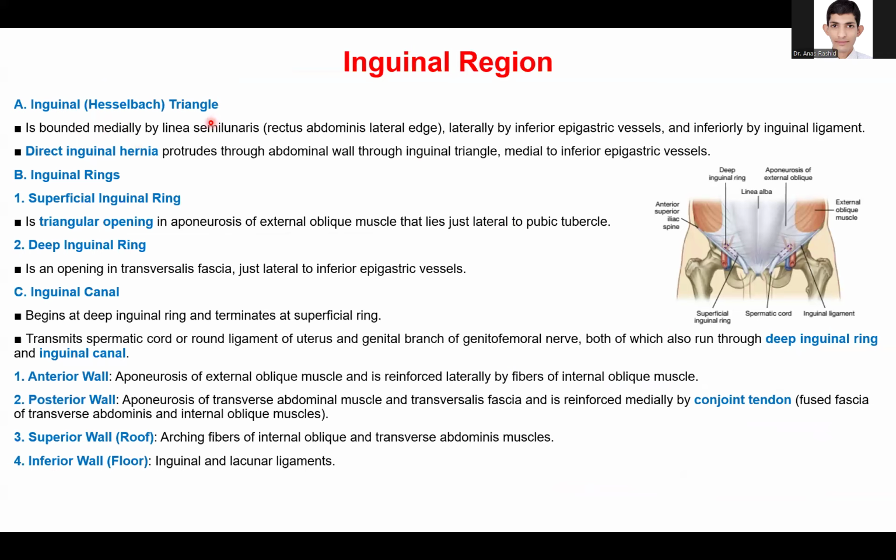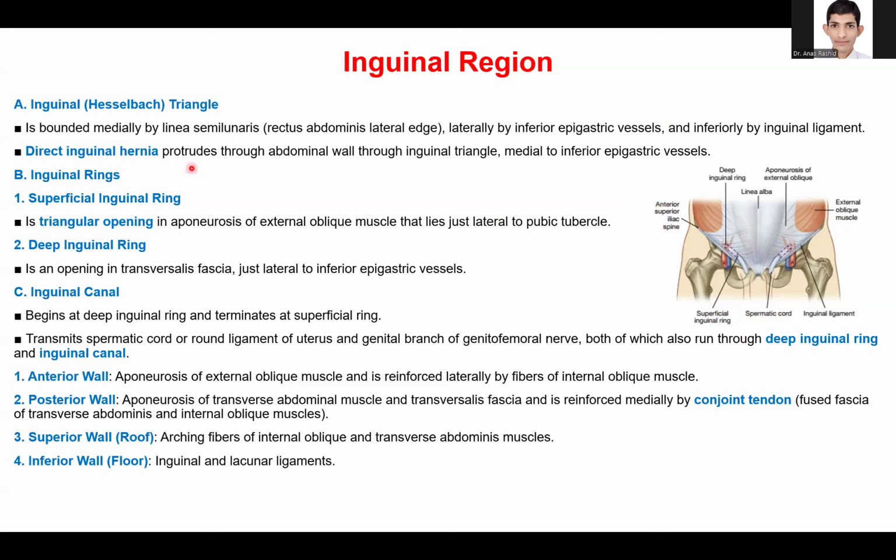Inguinal or Hesselbach triangle is bounded medially by the linea semilunaris, the lateral edge of rectus abdominis, laterally by the inferior epigastric vessels, and inferiorly by the inguinal ligament. We can see in this figure the deep inguinal ring, the aponeurosis of external oblique muscle, the linea alba, the external oblique muscle, the spermatic cord, the inguinal ligament, the superficial inguinal ring, and the anterior superior iliac spine.